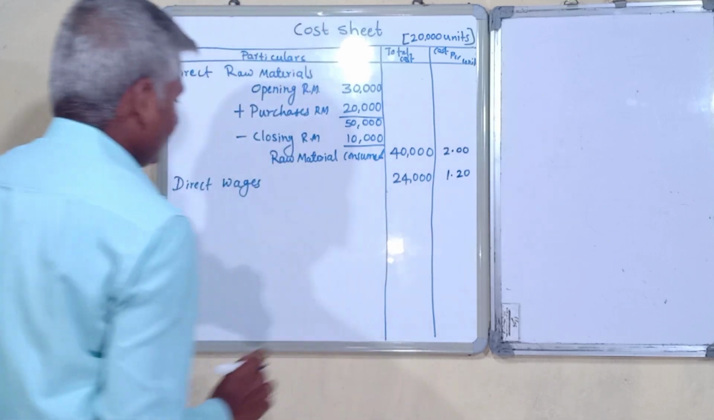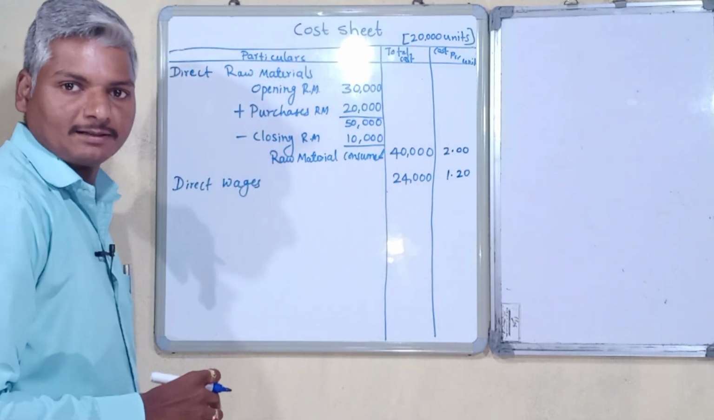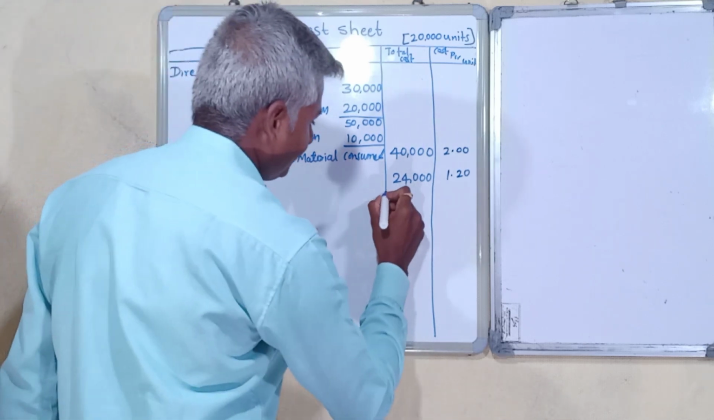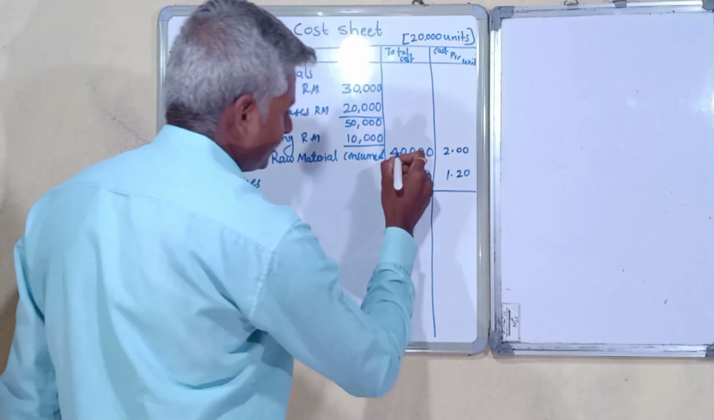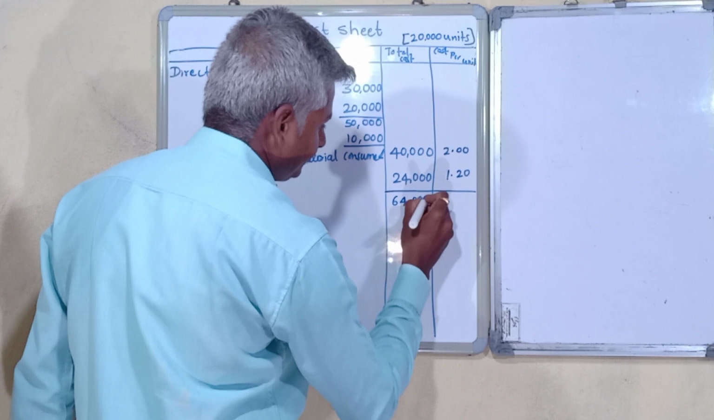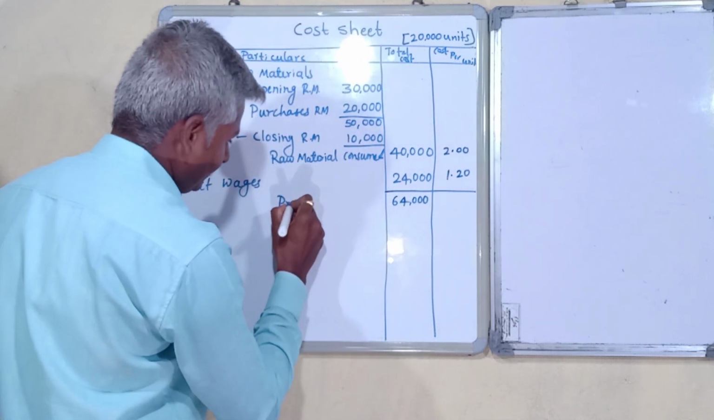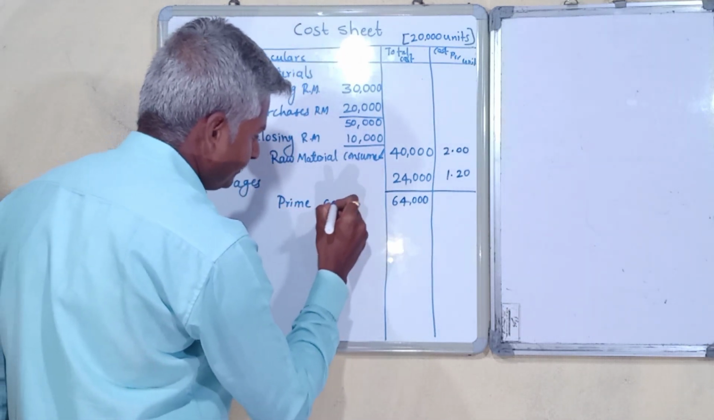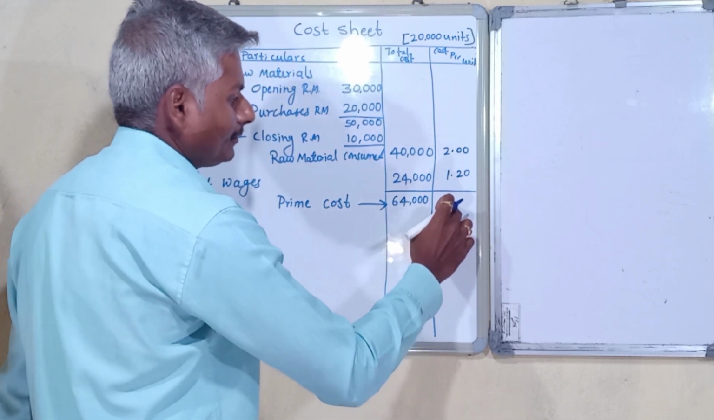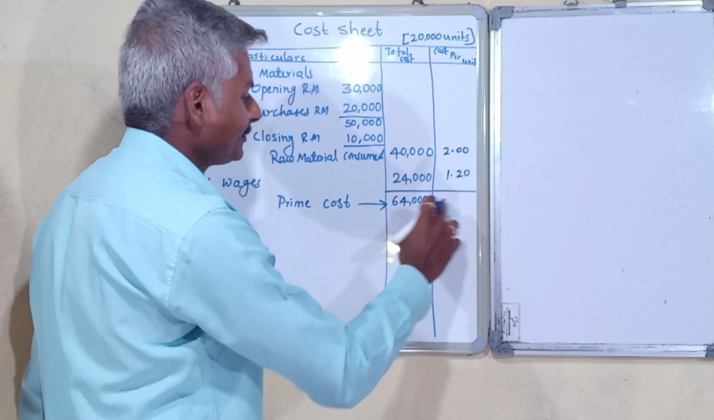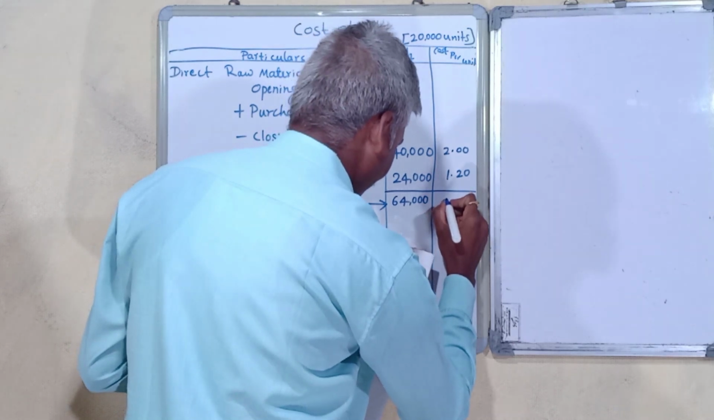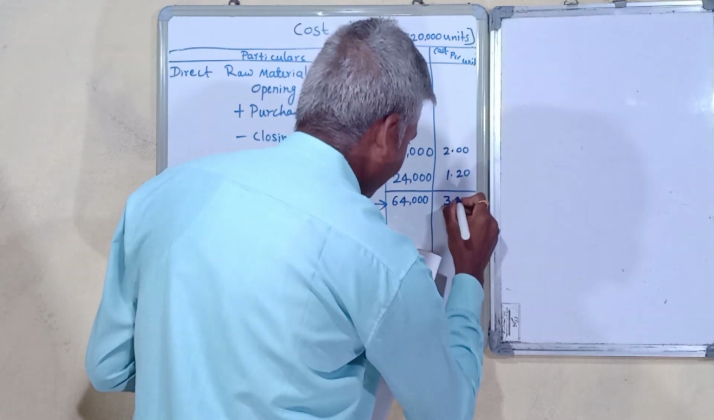Then we need to add direct expenses, but we don't have direct expenses in this particular problem, so we need to add these two. 40,000 plus 24,000 is 64,000. This is our prime cost. If you find out cost per unit for prime cost, 64,000 divided by 20,000 is 3.20.